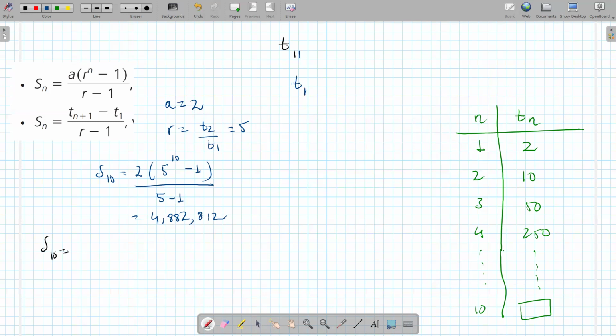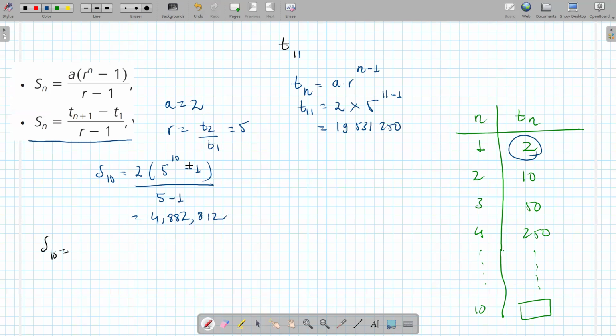Remember, for a geometric sequence, the formula for Tn is a times r to the power of n minus 1. So here a is 2. To find T11, a is 2, R is 5, to the power of 11 minus 1. And we're finding T11 and not T10 because in a geometric series, it doesn't use Tn like it did for arithmetic. It uses Tn plus 1. So it'll be 2 times 5 to the power of 10, which is going to be another huge number. That's going to be 19,531,250. So that's our T11.